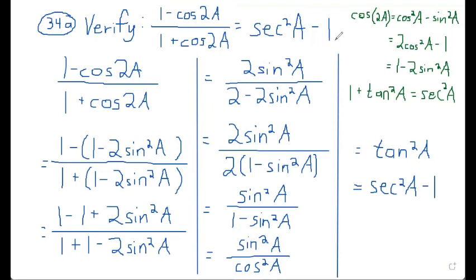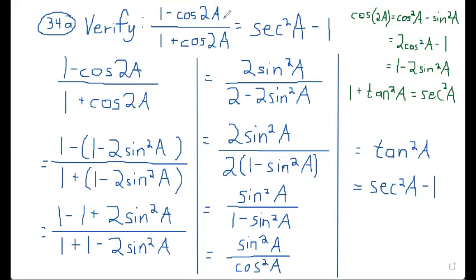Now, when we're verifying a trigonometric identity that has a double angle on the left side and a single angle on the right side, it is useful to use the double angle formula to help us convert the left side into the right side. So when we use the double angle formula, if a trig function has a double angle, then we can convert it to an expression that just has a single angle.